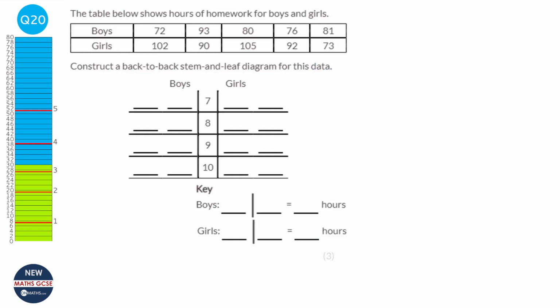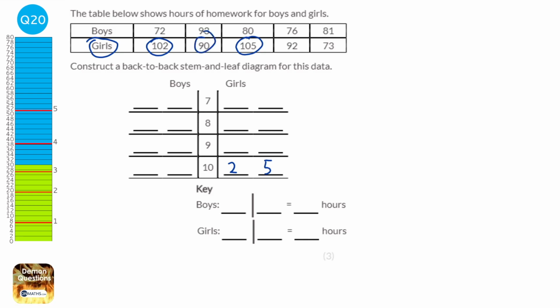So here we have a back-to-back stem and leaf diagram, and we're going to focus on just the girls first, because the right-hand one is normally easier to do. The stem here gives us all of the tens by the looks of it, and then we put the units in here. So we've got 102 here and 105 here, so we're going to put a 2 here and a 5 here to represent 102 and 105. Now they go from biggest being the right-hand side and the smallest being nearest the middle.